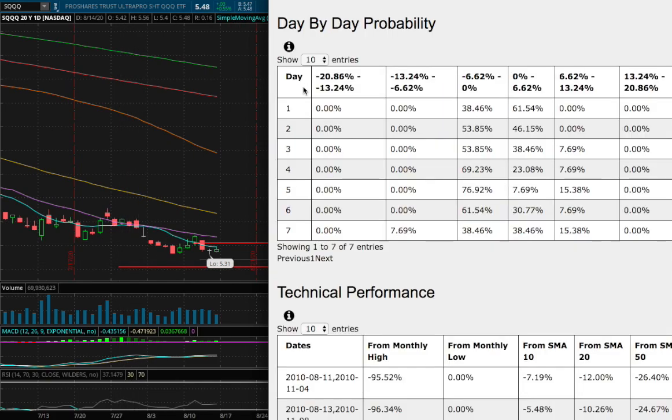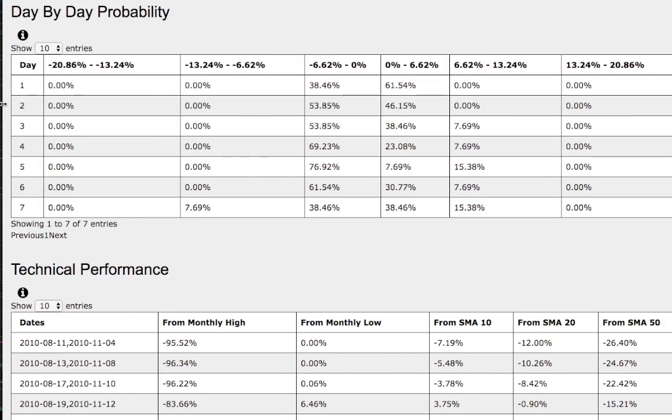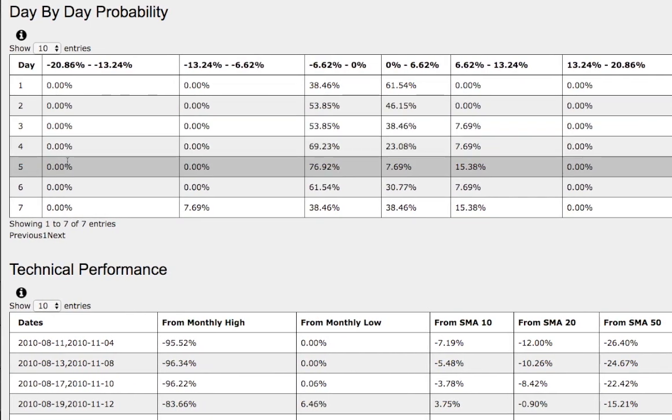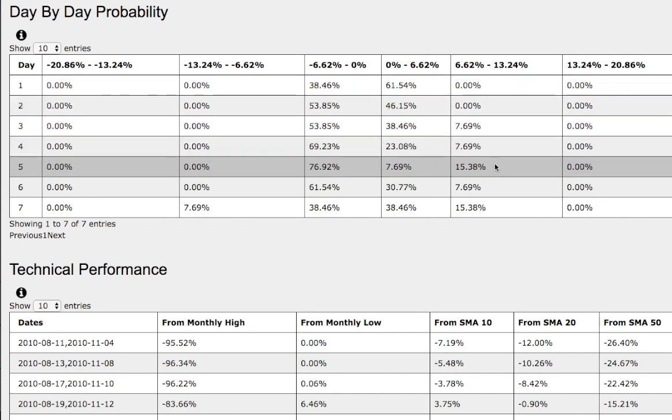So now let's examine the day-by-day probability model for SQQ. As we progress to the 5th day, or a week of trading, we have an 8% chance for it to climb between 0 to 6.6%, and on the extreme case, a 15% chance for it to climb between 6.6% to 13%. On the other hand, to the downside, we have a 77% chance for it to fall between 0 to negative 6.6%. So in this video, we went over TQQ and SQQ.